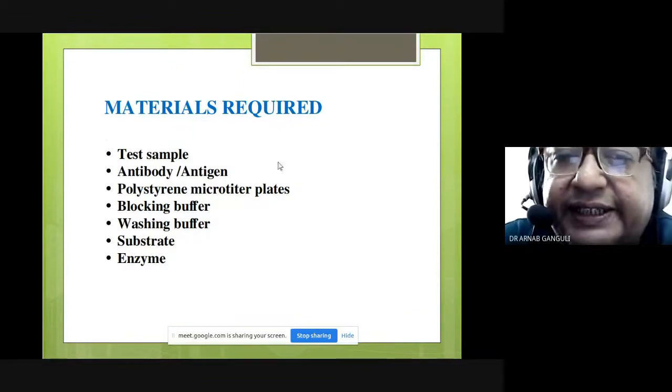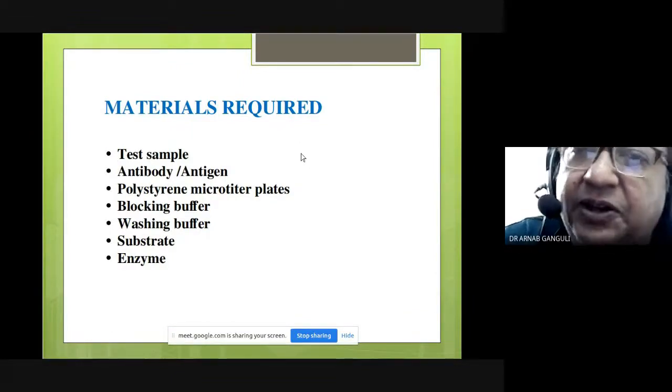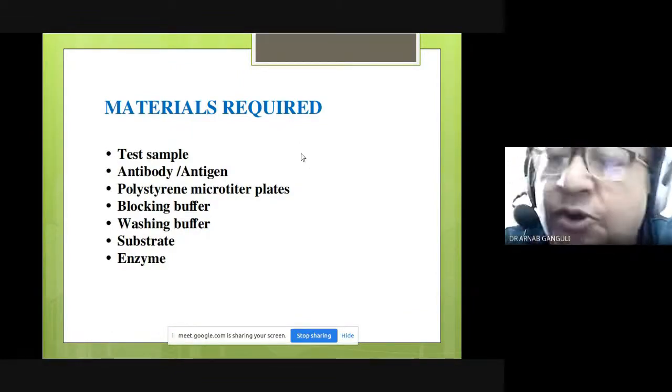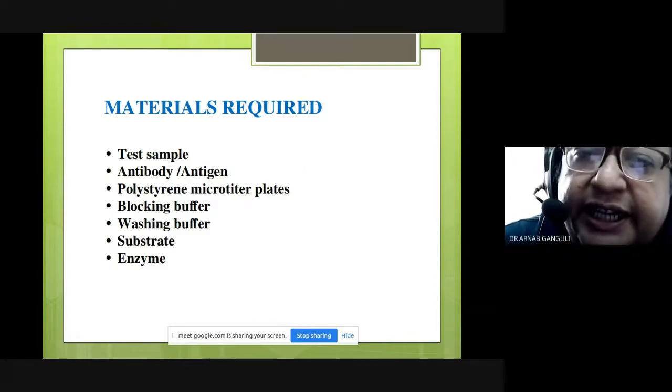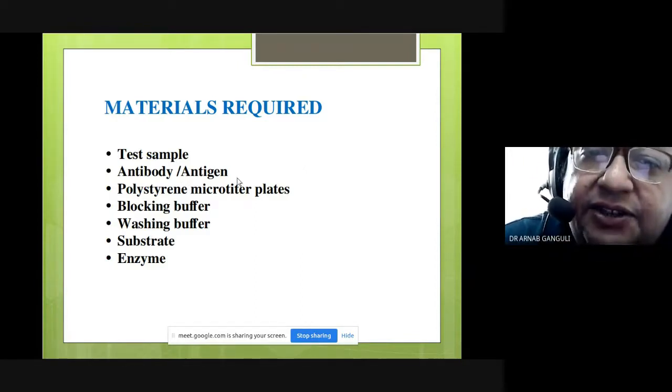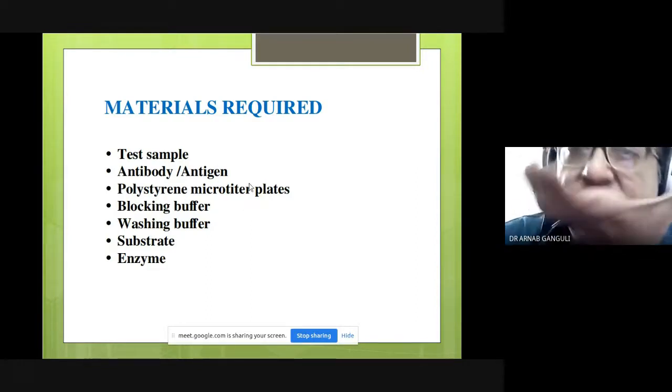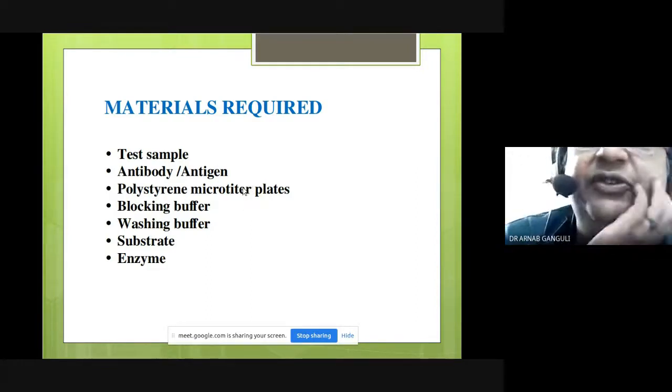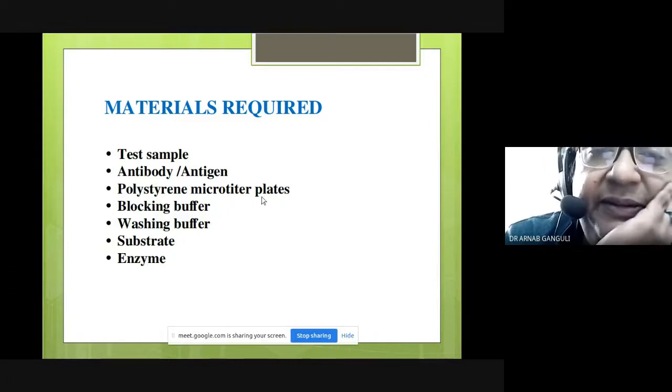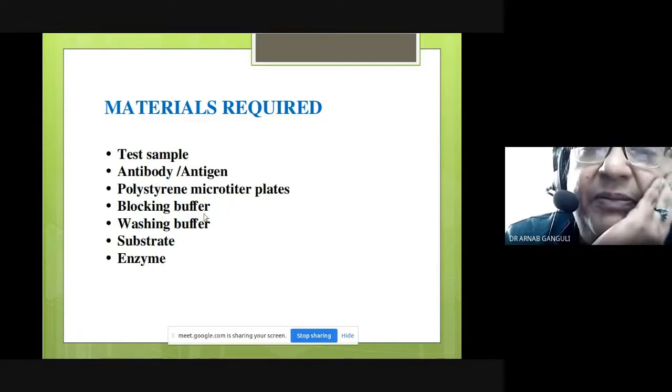So you need a test sample. It can be spit. During COVID-19 it can be from your nose. They can take a sample antigen. You need the antibody and antigen, and you need polystyrene microtiter plates, those 96-well plates or 384-well plates. They are known as polystyrene plates. You need a blocking buffer.